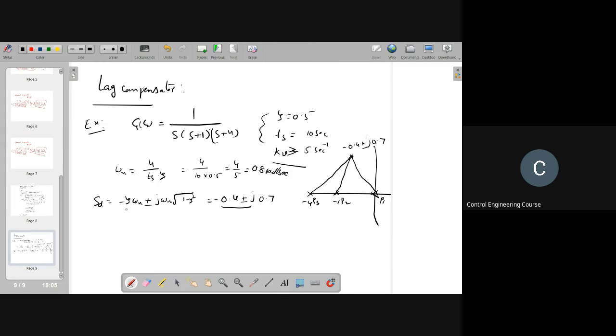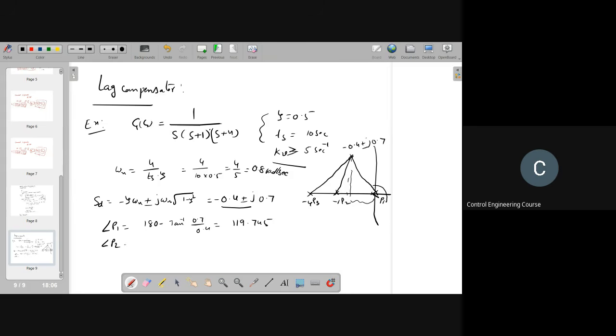So the angle contributed by pole 1 is equal to 180 degrees minus this angle. So that is 180 minus tan inverse of 0.7 by 0.4, right? This distance is 0.4. So it will be around 119.745.